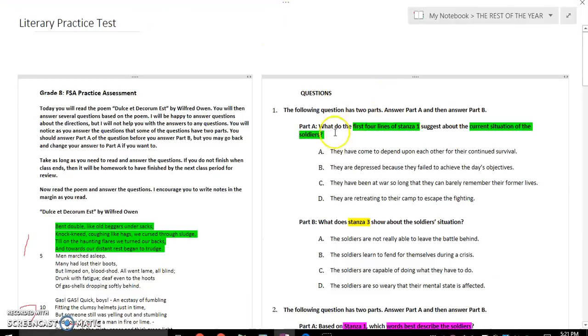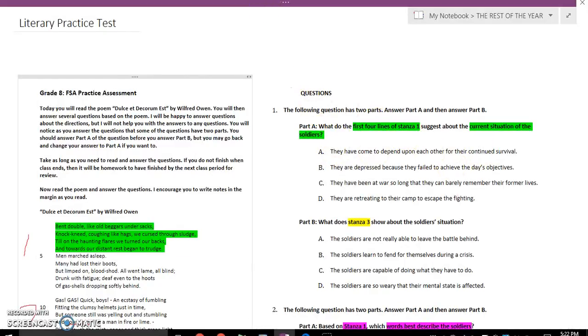Alright. So the first 4 lines of stanza 1: bent double like old beggars under sacks, knock-kneed, coughing like hags, we cursed through the sludge, till on the haunting flares we turned our backs, and toward our distant rest began to trudge. So the current situation of the soldiers. They have come to depend on each other for their continued survival.